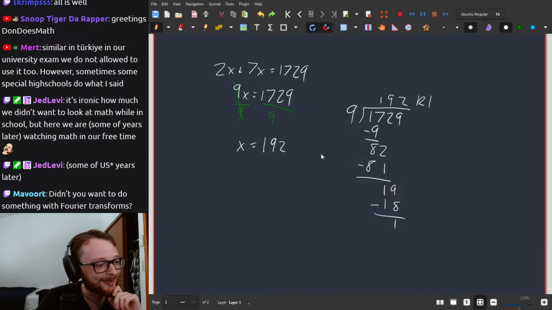Similar in Turkey, in our university exam, we do not allow to use it too. Sometimes special high schools do what I said. Okay, that's interesting to hear. Yeah, I think in America, our university entrance exams don't allow them. I want to say they don't. Usually they keep the numbers pretty small though. Sorry how much we didn't want to look at math while in school, but here we are watching math in our free time. Yeah.